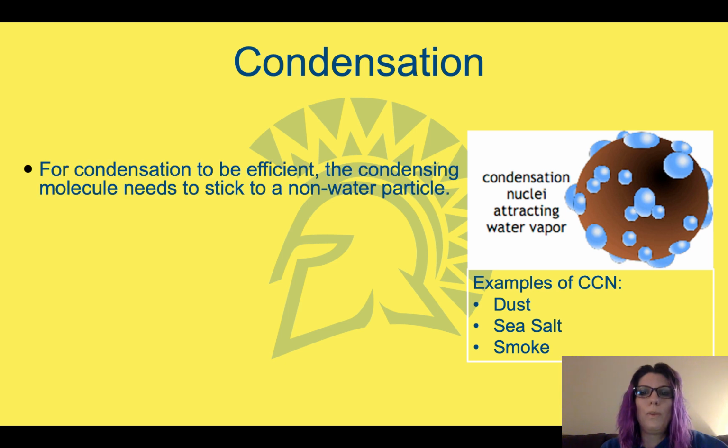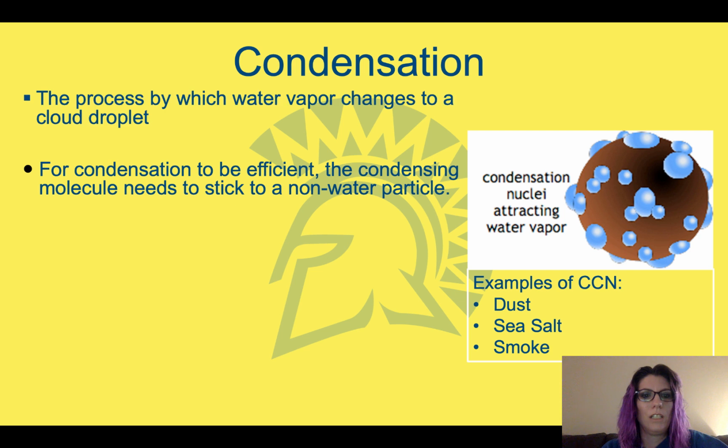So the next piece of the water cycle would be condensation. This is the process where water vapor changes into a cloud droplet. So remember, water vapor is invisible. You can't see it. It's when it condenses into a liquid form, into a water droplet, that's when we begin to see it as a cloud.